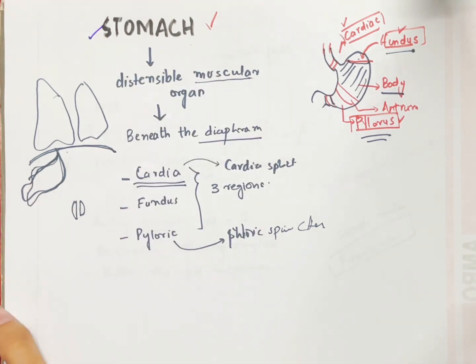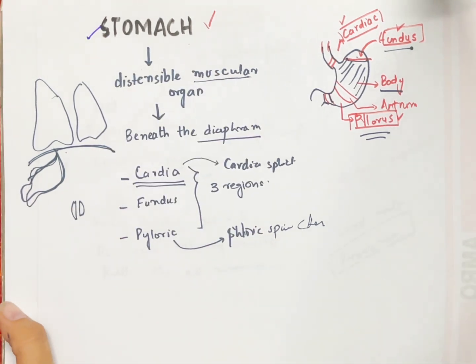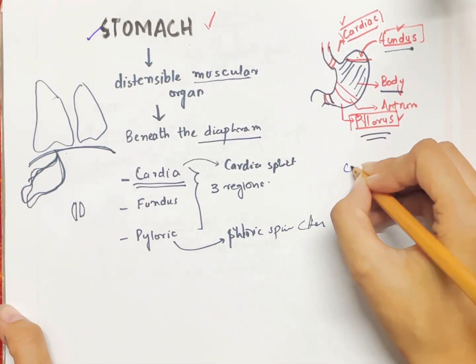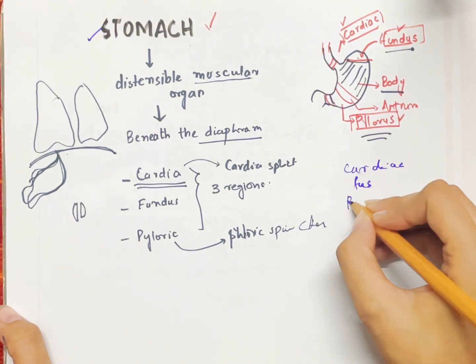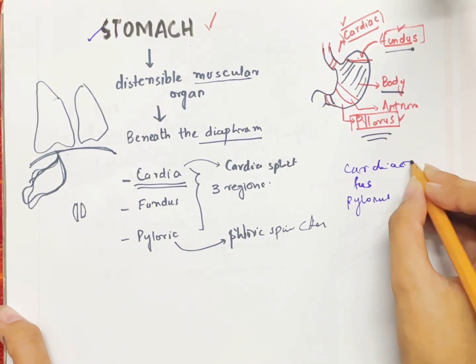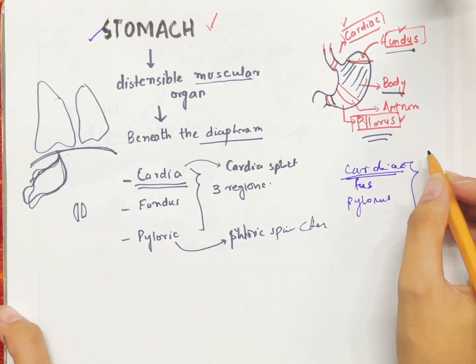What is a stomach? The stomach is a muscular bag that consists of three parts. The first is the cardiac, then we have the fundus, and then we have the pylorus. These are the three parts that are included in the stomach. The cardiac is the uppermost region that consists of a sphincter.